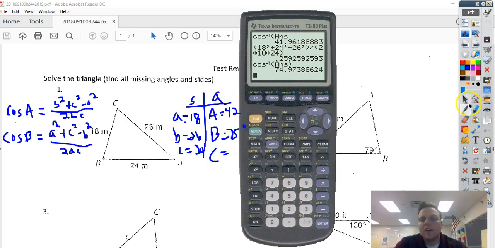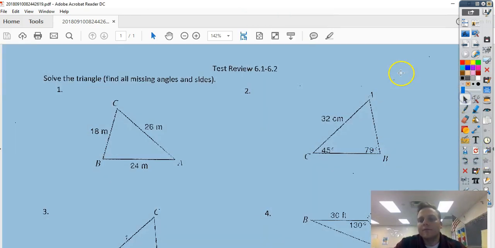Then I can find my third angle by adding 42 plus 75 together and subtracting that number from 180. So I'm pretty sure it's going to be something like 63. And I get 63. Boom shakalaka. Alright, so I have solved for all the missing angles. Let's move on. Problem number 2.